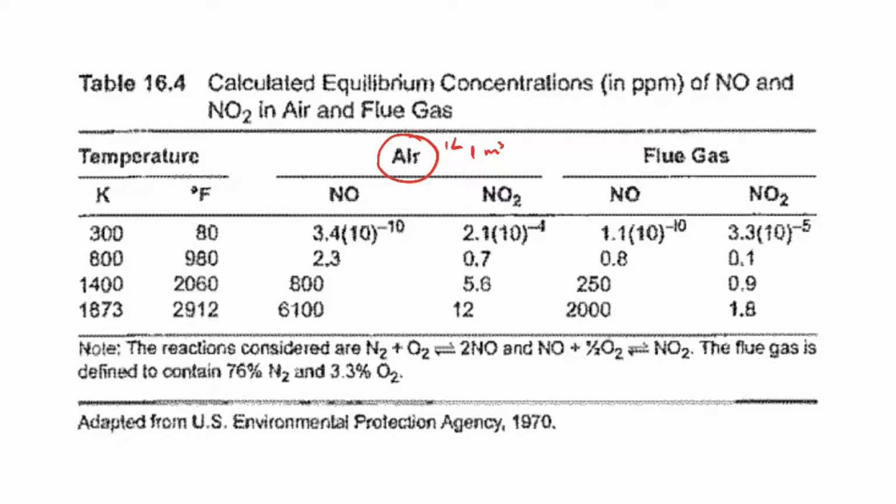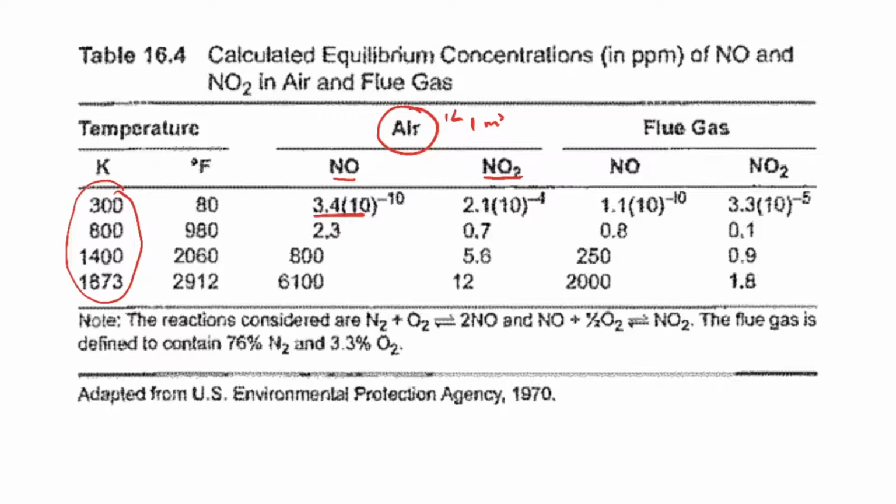So we just put it in a container and then put it in a furnace. Inside the furnace, we can control whatever temperature we want, okay? And inside the furnace, we can also measure the concentration of the nitrogen monoxide and nitrogen dioxide under equilibrium condition. We can wait for a long time to characterize their concentrations.